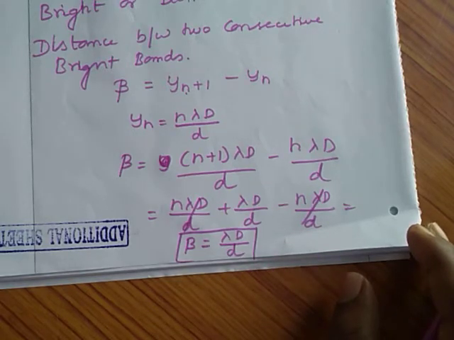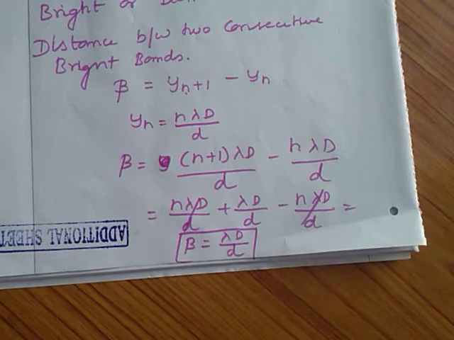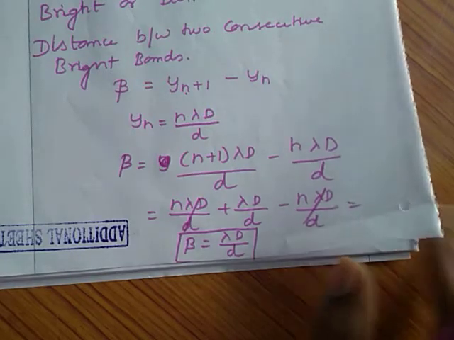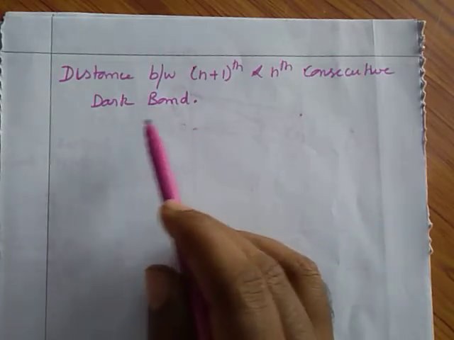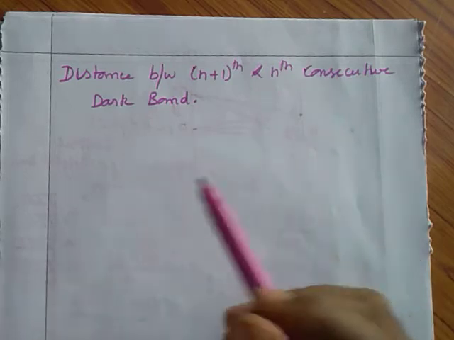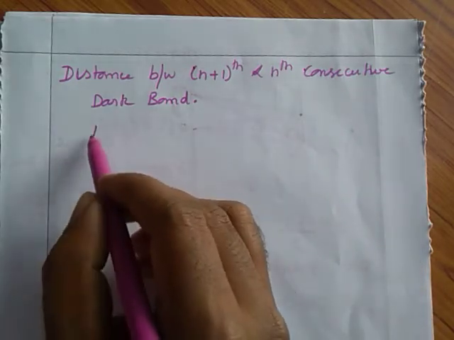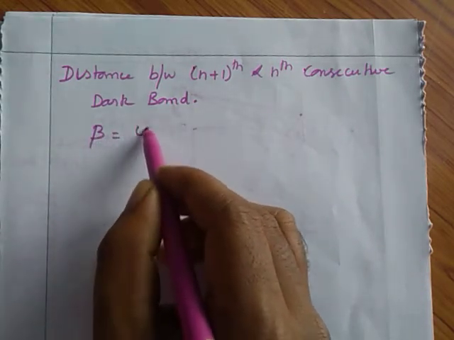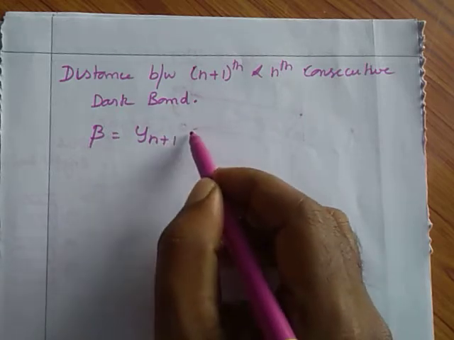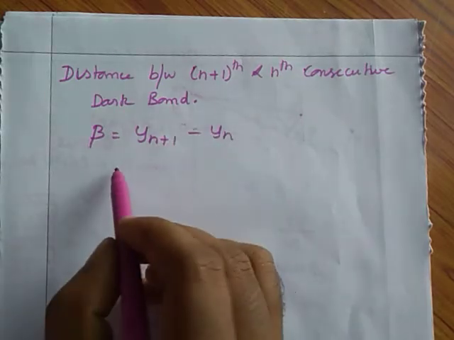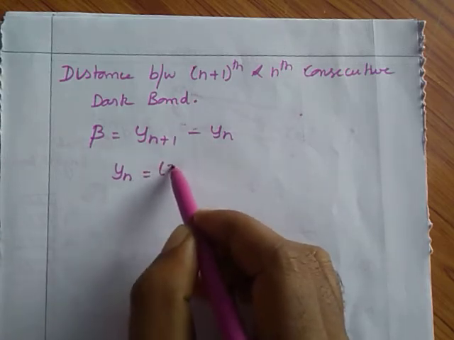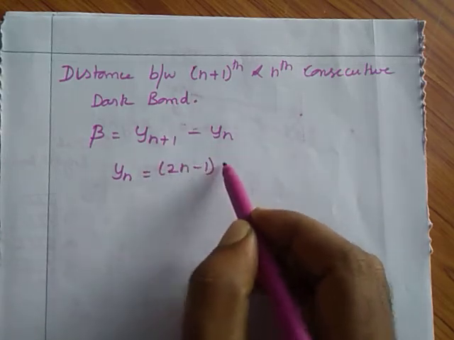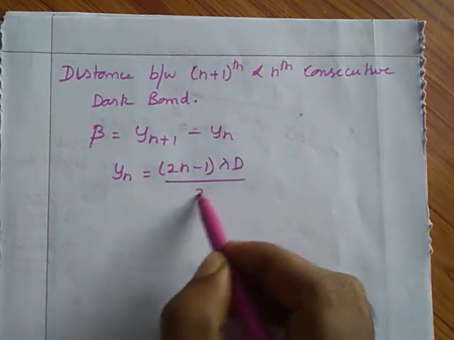Okay, this is the bandwidth of the white band, and then I will consider the bandwidth of a dark band. In a similar way, we can find the distance between the (n+1)th and nth consecutive dark bands. Then beta is equal to y(n+1) minus y(n). We know the value of y(n) in the dark band, that is located at a distance of (2n minus 1) lambda D by 2d.